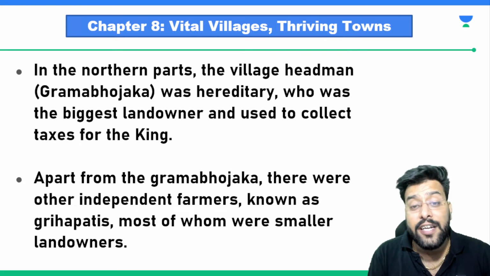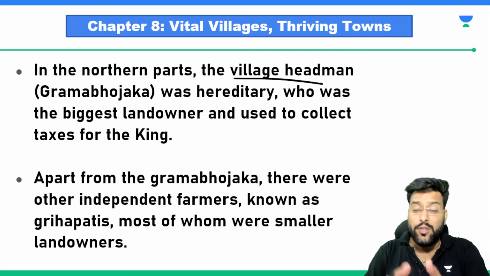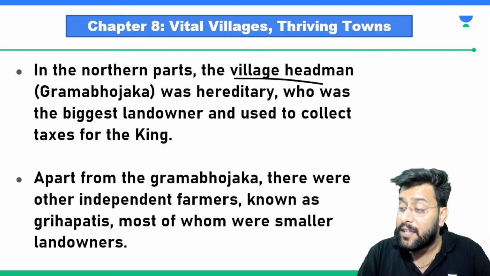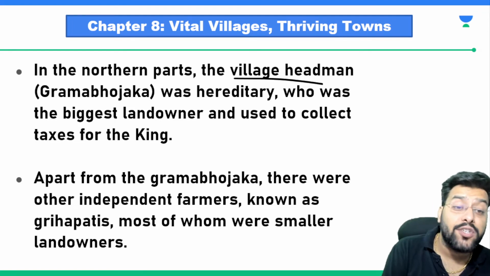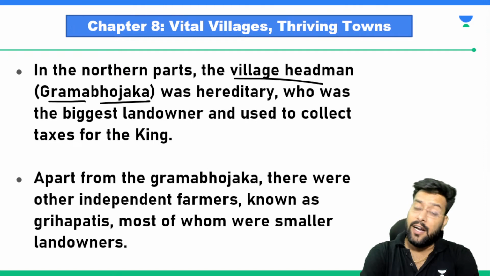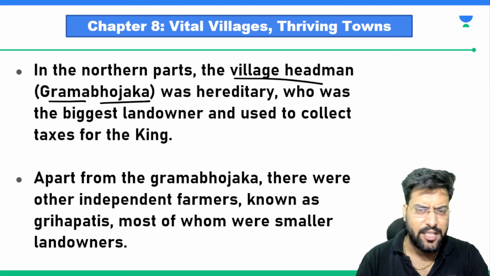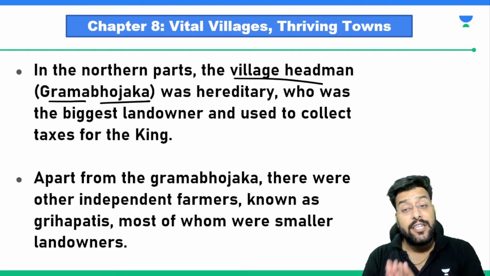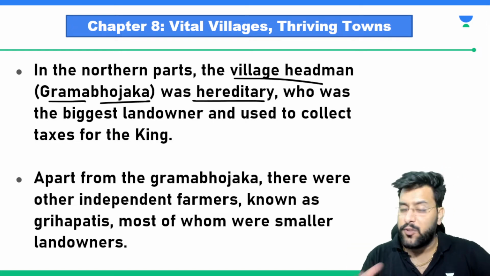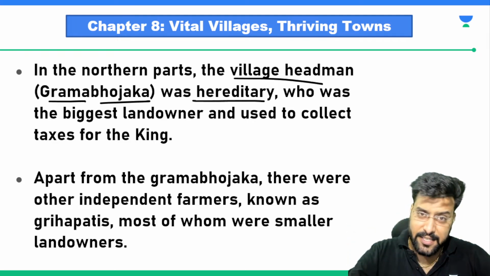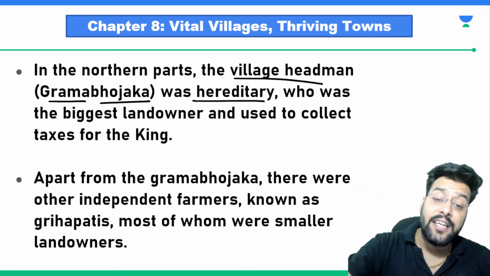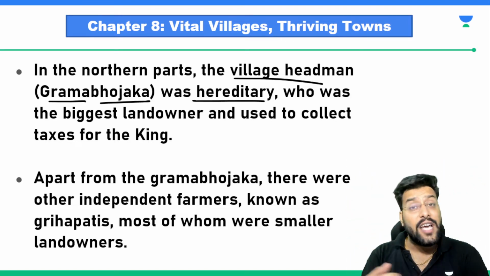In northern India, the village headman was the person who was heading the village, the person who was richest in the village, who owned the largest chunk of land. He was called the village headman, and his name was Gram Bojaka. Again, I guess this was asked in a question sometime. Gram Bojaka was a term used for the village headman who was holding a hereditary position. What it meant is that if today one person is Gram Bojaka, after his death his son would be the Gram Bojaka, and after his death his son would be the Gram Bojaka. So it was a hereditary position.